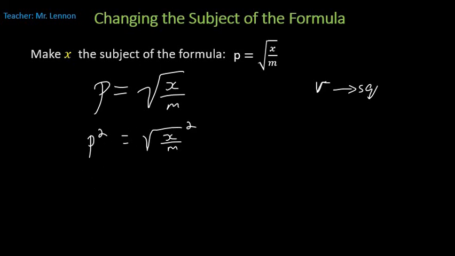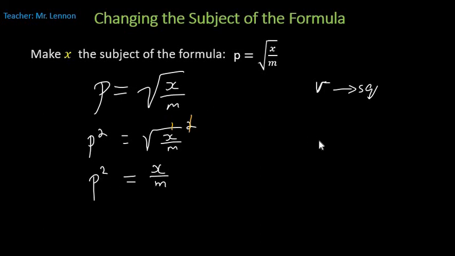So what will happen here? The square cancels out the square root. And then we tidy this up by writing back the remaining terms. So we have p squared is equal to x divided by m. Remember, the square root was cancelled out with the square. Now we're back to a familiar place. Now we have three terms.